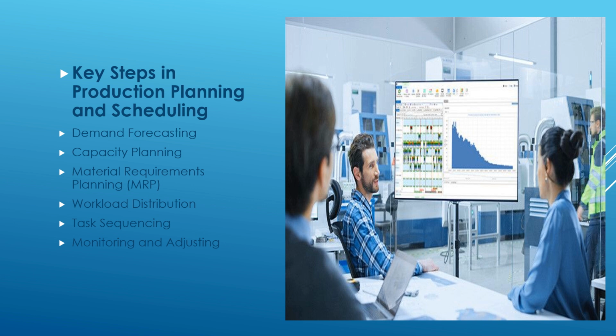Third, material requirements planning. This involves calculating the materials needed for production based on the bills of materials and inventory levels. Workload distribution. This involves assigning tasks and balancing workloads across teams and machines to avoid overburdening any single resource. Task sequencing. This involves arranging production tasks in an optimal order to minimize setup time and reduce delays.